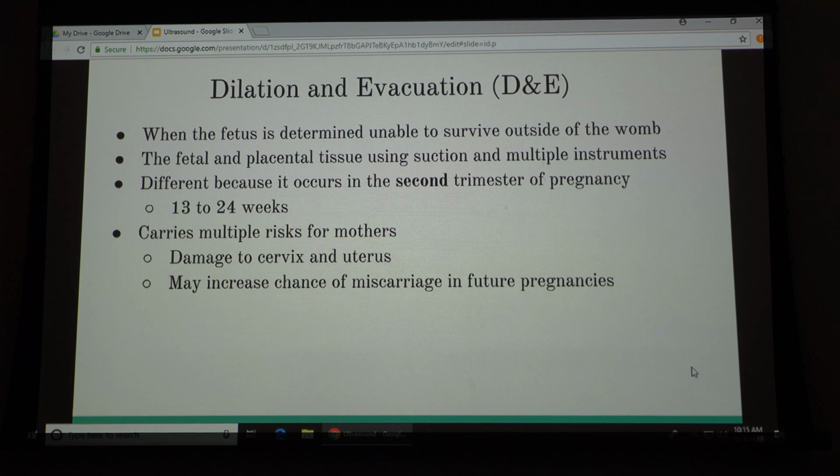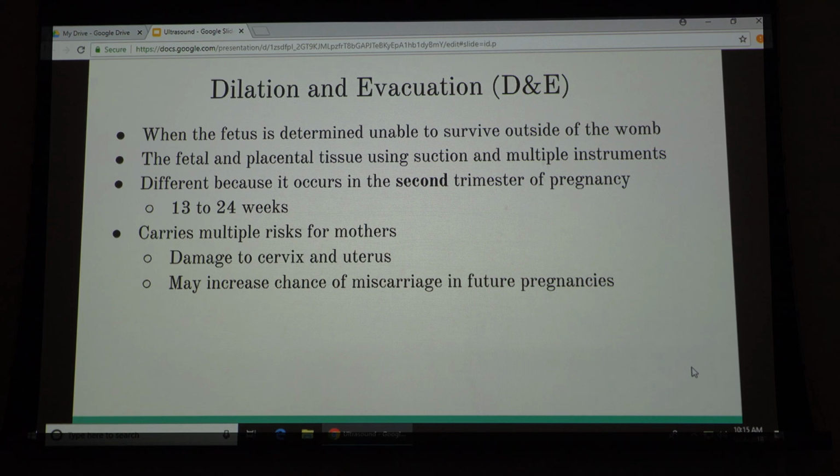So, dilation and evacuation. If the mother is in the second trimester of pregnancy and the fetus was not able to survive, this is a procedure that's used where the fetus is extracted from the mother in two parts. The first part is dilation, where the cervix is dilated using either an actual physical dilator or medication that softens the cervix. And then evacuation is where the fetus is taken out using multiple instruments and suction.